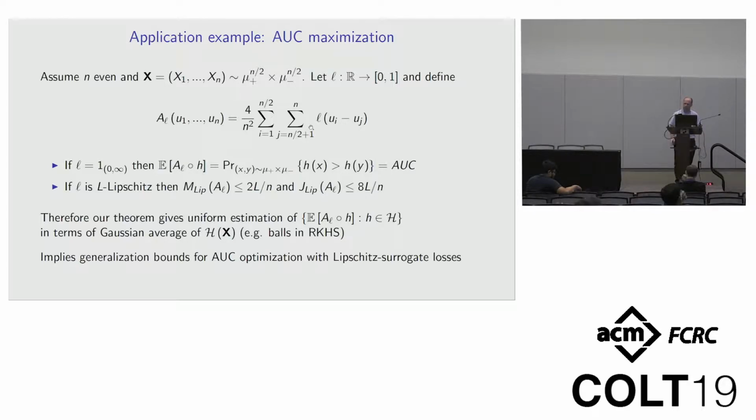So if the loss function is a 0-1 loss, what the nonlinear statistic measures is an empirical estimate of the area under the curve. And then if we replace the loss function by a Lipschitz loss function, then we can show that the Lipschitz semi-norms are of order 1 over n. So our nonlinear statistic is weakly interactive. And then our theorem gives uniform estimation bounds for area under the curve maximization. So in this case, for example, the class of functions H could be a subset of a reproducing kernel Hilbert space.